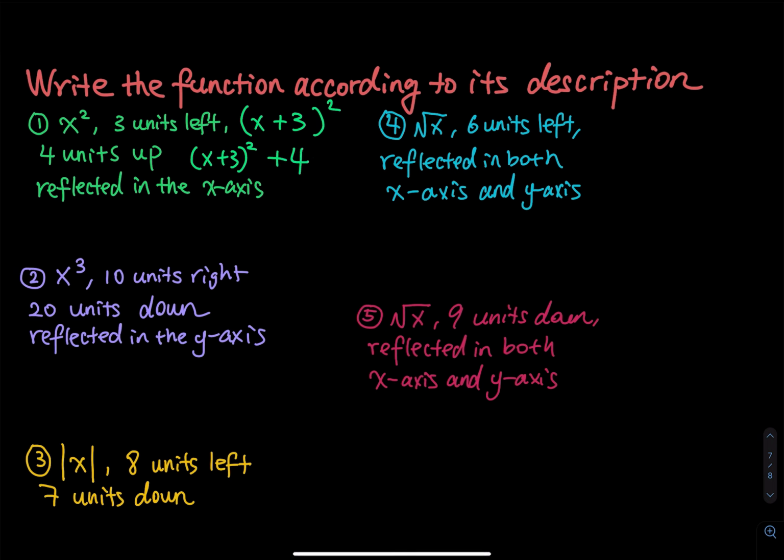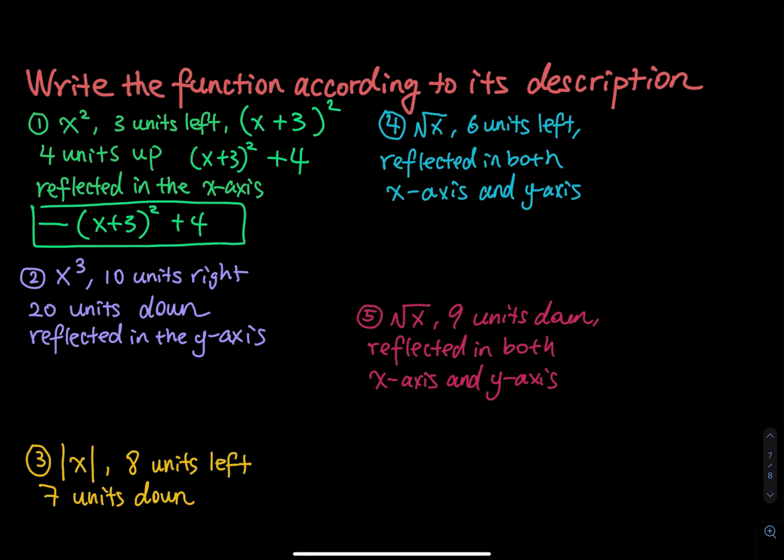And then the next one is a reflection in the x-axis. This piece, x plus 3 squared, is always positive. To make a reflection, you have to put a minus in front. So you have a minus, x plus 3 squared, plus 4. So this is the answer that I am looking for.